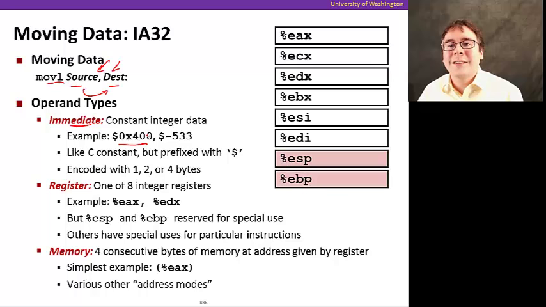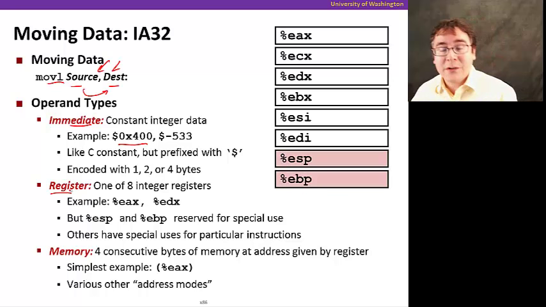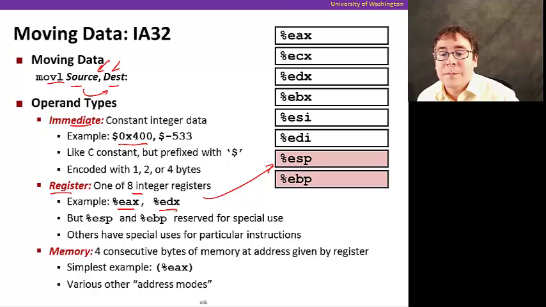Now the other type of operand is a register. It could be any of the 8 registers that we have. For example, if we do movl %eax, %edx, what are we going to be doing? EAX and EDX are operands. EAX in this case is the source, and EDX is the destination. We're going to get the contents of EAX and store it in EDX. As I said before, ESP and EBP are reserved for special use, but they can still be used as operands.